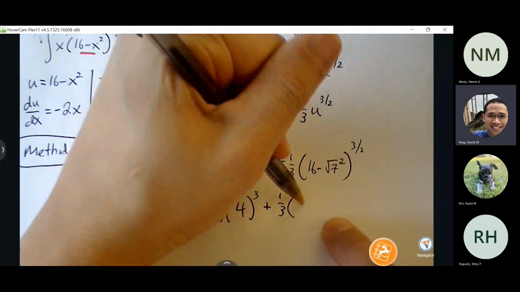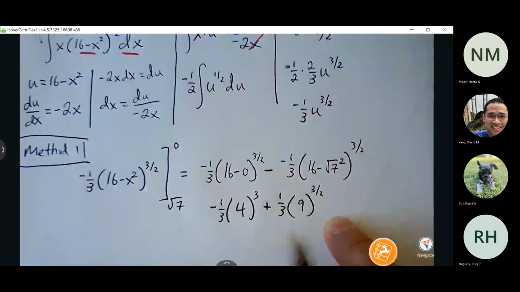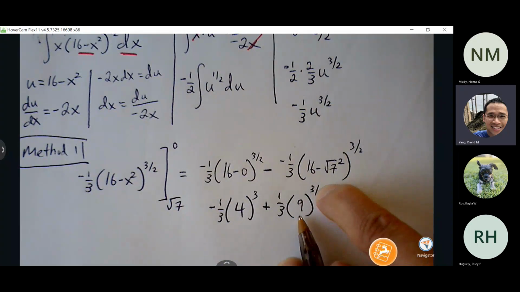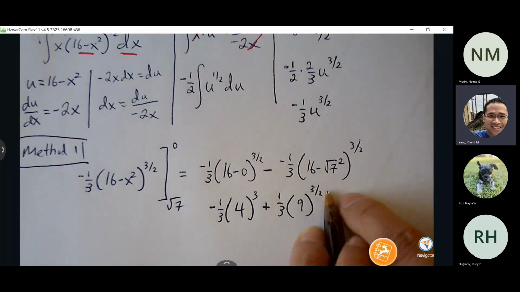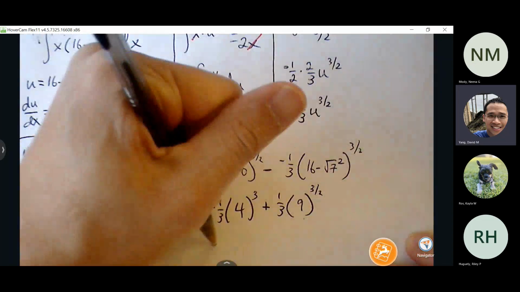16 minus 7 is 9. 9 cubed is hard, but if I just think in terms of dealing with that 2 first, square root of 9 is 3, and 3 cubed is 27.